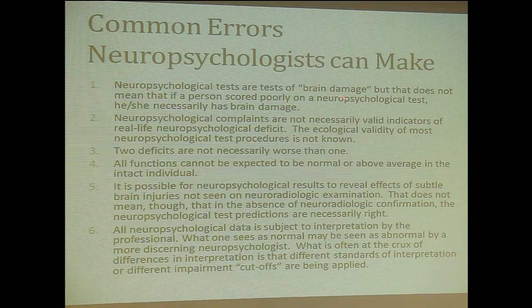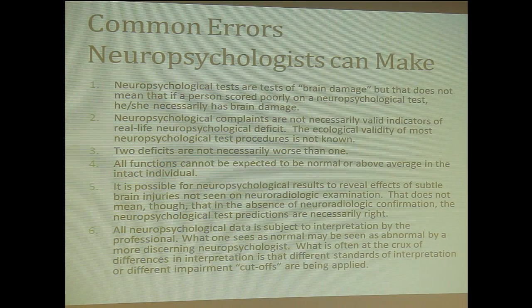Neuropsychological tests are tests of brain damage, but that does not mean that if a person scored poorly on a neuropsychological test, he or she necessarily has brain damage, okay? Neuropsychological complaints are not necessarily valid indicators of real-life neuropsychological deficit. The ecological validity of most neuropsychological test procedures is not known. 2 deficits are not necessarily worse than 1, okay? Because it might be the same area that's damaged. All functions cannot be expected to be normal or above average in the intact individual.